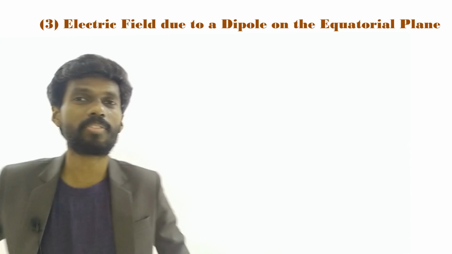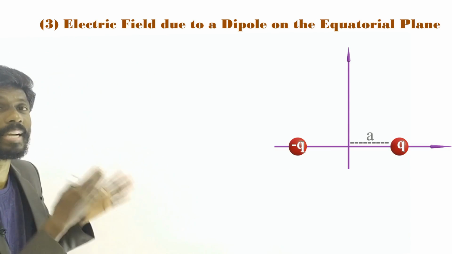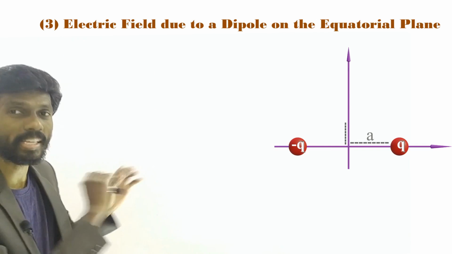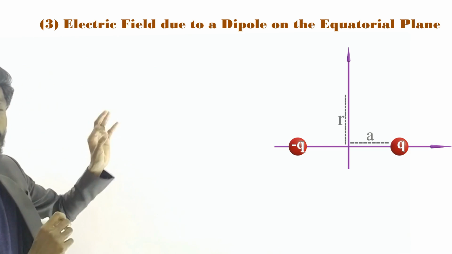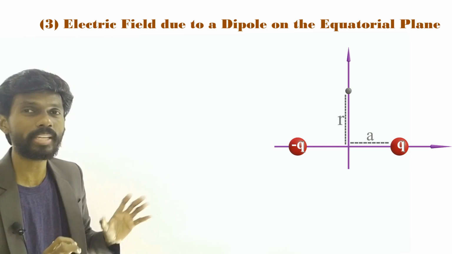Here we will find the electric field due to a dipole at a point on the equatorial plane. That means the perpendicular bisector plane, a plane passing through the midpoint and perpendicular to the axis. We have a point on this plane, and we have to find the electric field due to this dipole at that point. Okay, so let us find it.